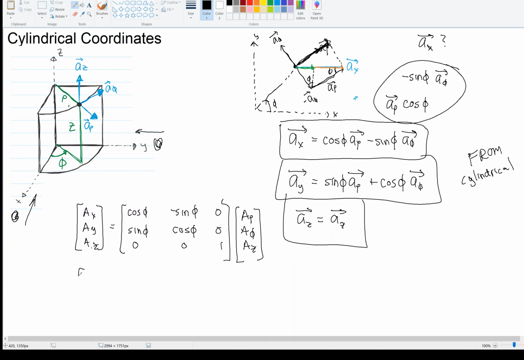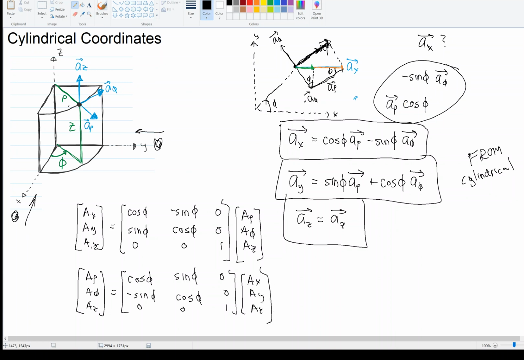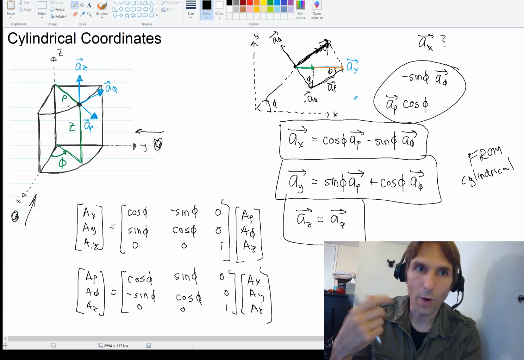I can take the inverse of this depending on how much you know about linear algebra, but we're not going to prove the inverse in this course. The inverse of that 3 by 3 matrix is cosine phi, sine phi, 0, minus sine phi, cosine phi, 0, 0, 0, 1. This is the way you get to cylindrical coordinates. If you're given rectangular components, you perform this operation and you get your cylindrical coordinates. That was a lot, and we still have one more coordinate system to talk about.